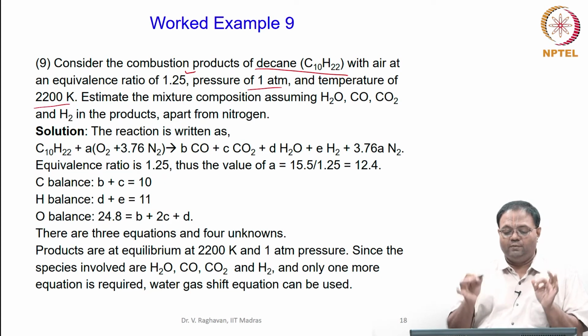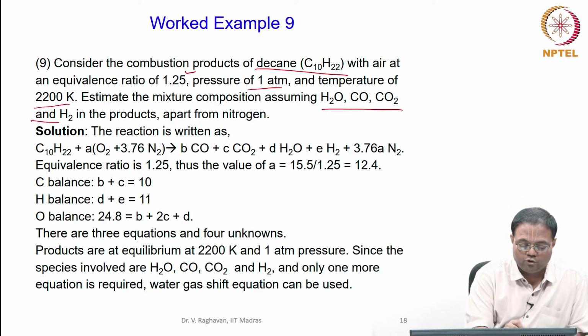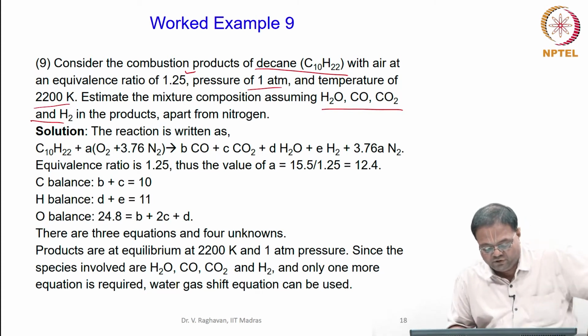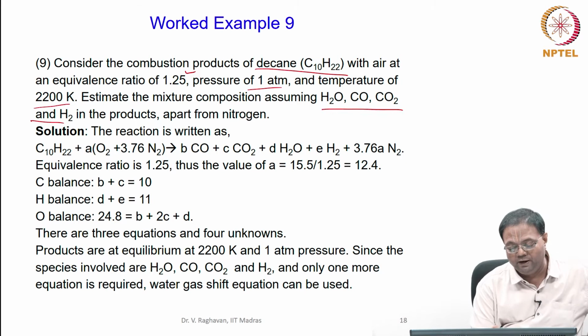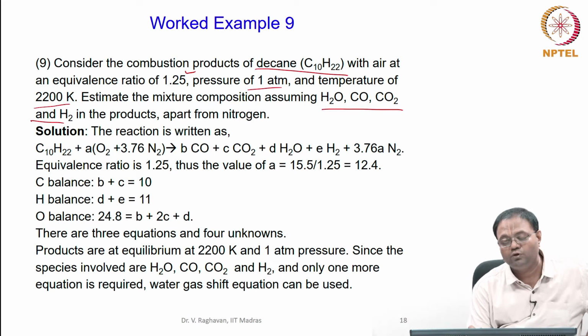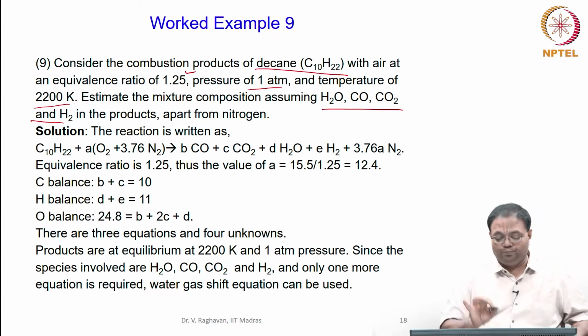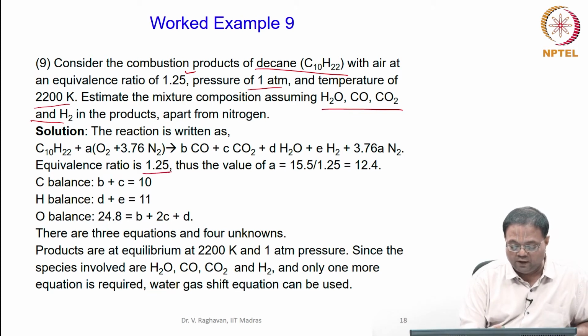Now estimate the mixture composition, assuming H2O, CO, CO2 and H2 in the products apart from nitrogen. So I write the equation as C10H22 plus A times (O2 plus 3.76 N2) giving B times CO, C times CO2, D times H2O and E times H2, and N2 is whatever comes from the air side, 3.76 times A times N2. That's it. Now this is the equation, and the equivalence ratio is given as 1.25.